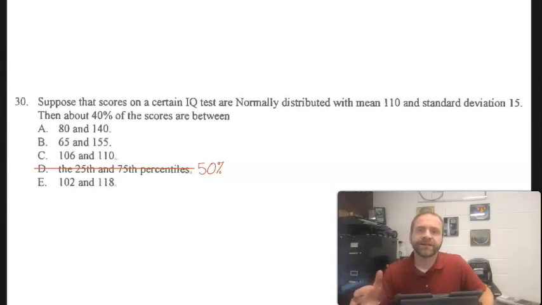out choice D. And the reason why is because that tells me it's between the 25th and 75th percentiles. That's 50%. 50% of the information lies between the 25th and 75th percentiles, or between the first quartile and third quartile. So I know it's not D, so I have A, B, C, and E to choose from. So I'm going to outline what's given.